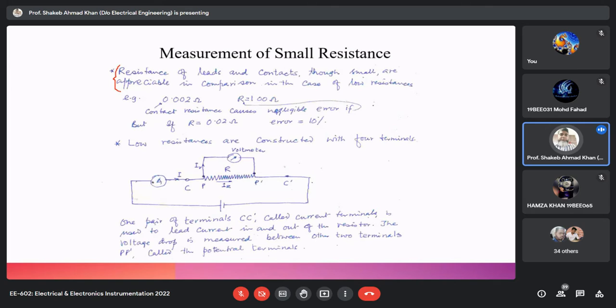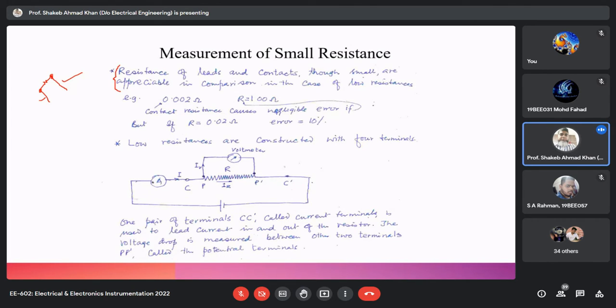Resistance of lead and contact means what? Because you are making a circuit, you want to measure a resistance, and then you are connecting this unknown resistance. You are making connections using leads. So these lead resistances, and then you are connecting it somewhere, and the contact resistances, they are the main source of error.